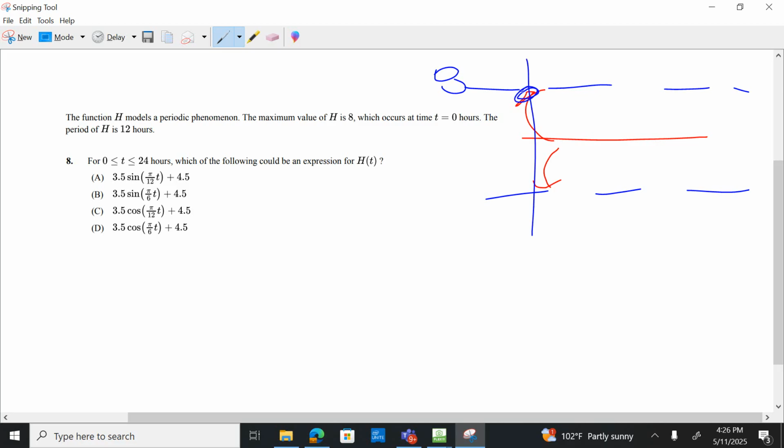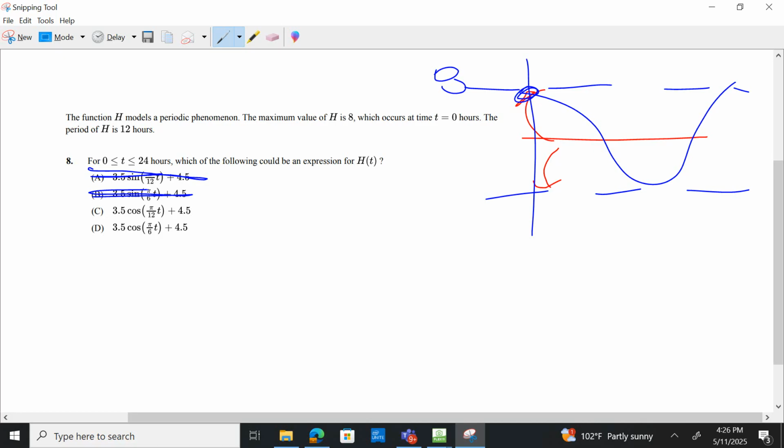By the way, I'm already feeling pretty confident that's cosine, because remember, cosine looks like this. And I can see there's no horizontal shifts in option A, B, C, or D. So I'm going to immediately cross out option A and also option B. Okay, so at t equals 0, I get an answer of 8.